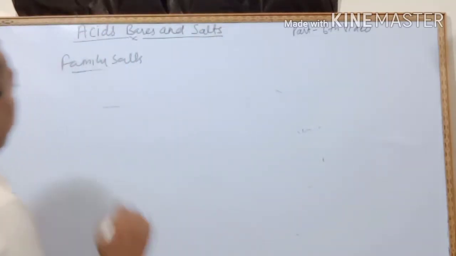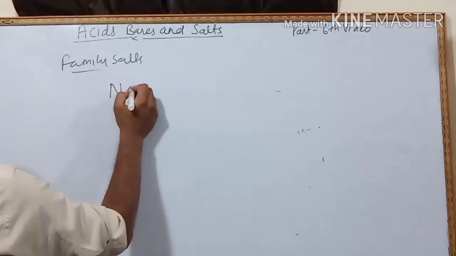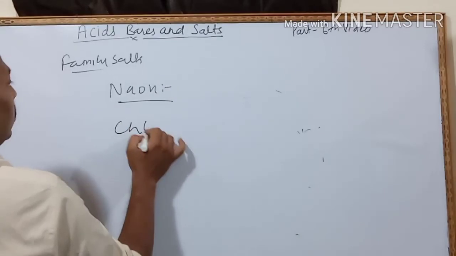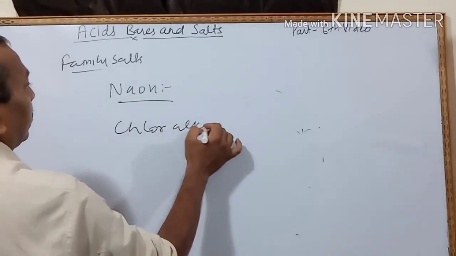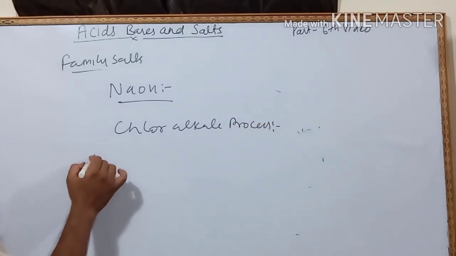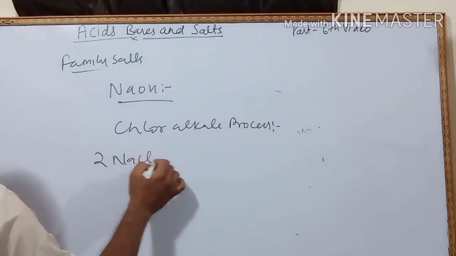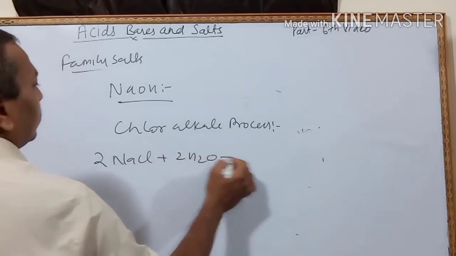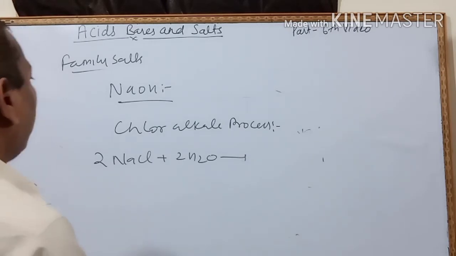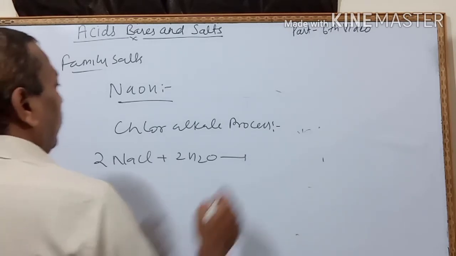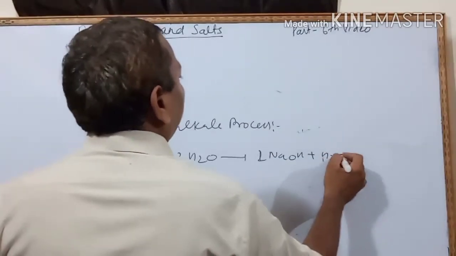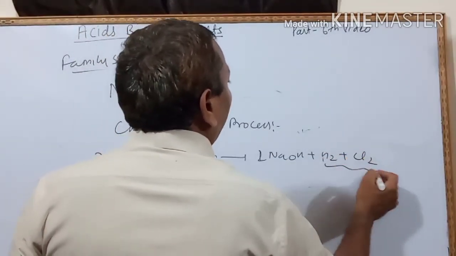That is very important in this. NaOH, caustic soda, chloralkali process. What is this? We will check. Now sodium chloride plus water: when aqueous sodium chloride electrolysis is done, it gives 2 NaOH plus hydrogen gas and chlorine gas.